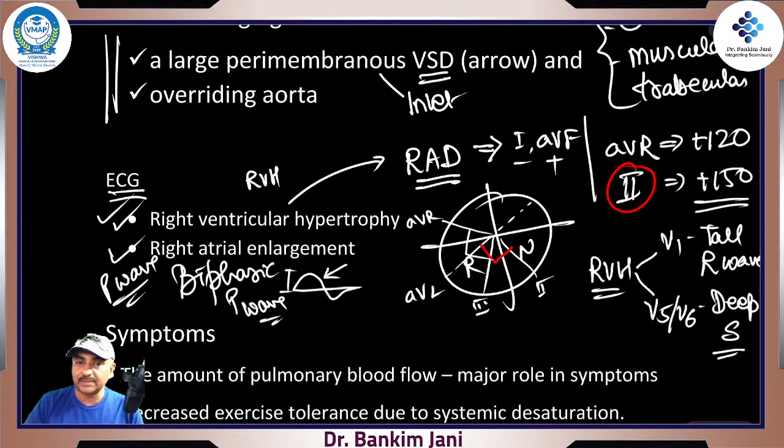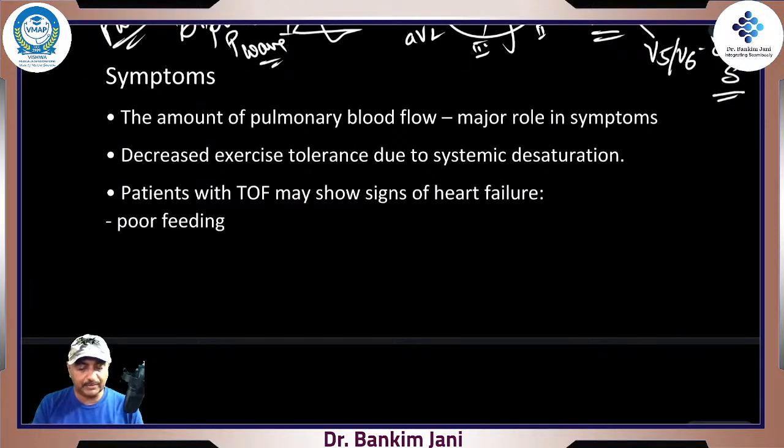Regarding the symptoms, all these symptoms are purely because of the amount of pulmonary blood flow, which will play a major role in symptoms, right? Obviously, it depends upon what the pulmonary blood flow is. And that would be leading to right to left shunt, which leads to cyanosis.